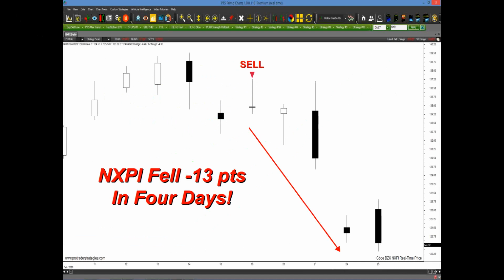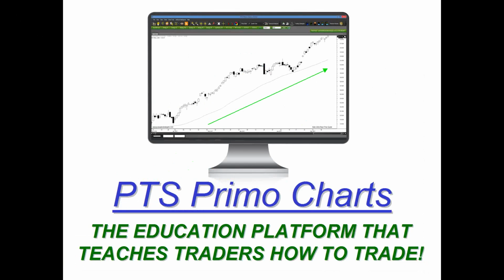So you're going to see that this is a really great tool and a really great method if you want to be trading short term, taking these really nice either big moves to the upside or to the downside in relatively short time. That's why this method is perfect if you're an option trader. And you're going to see how easy it is to implement on our platform, the PTS Primo charting platform that actually teaches traders how to trade.